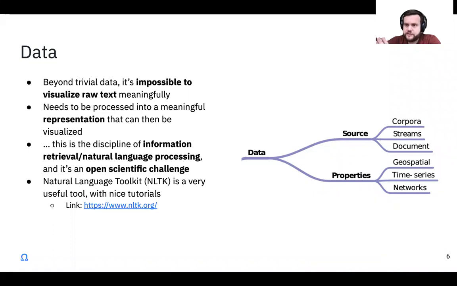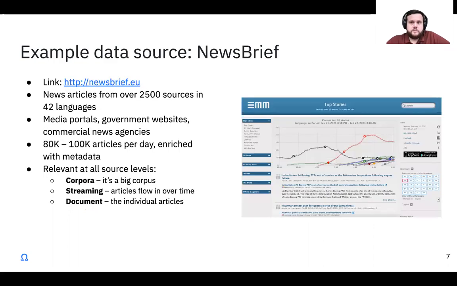But if you just want to start doing some of those techniques that we're going to talk about in this lecture, then NLTK is a nice tool for extracting useful representations. They have nice tutorials, and if you're a computer scientist, you shouldn't have big trouble accessing at least the basics, I would say.